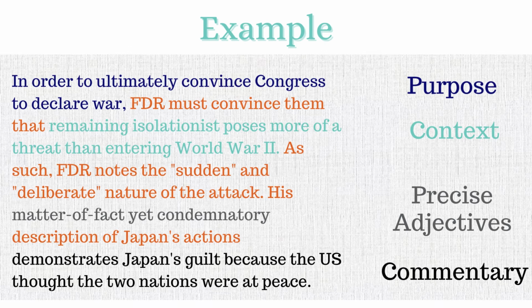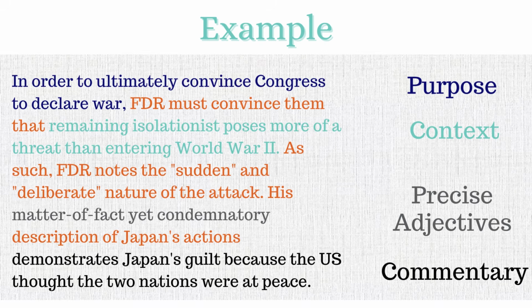However, it's clear that that's what he wants to accomplish. So let's look at the rest of the sentence. It says, in order to ultimately convince Congress to declare war, FDR must convince them that remaining isolationist poses more of a threat than entering World War II. So we start with the purpose there, and you can actually use that as a sentence frame, meaning that you could use that same concept and apply it to a different passage. So you could start your paragraph with in order to, and then talk about the purpose of your passage. Then tell us what the speaker does at the beginning of the speech.